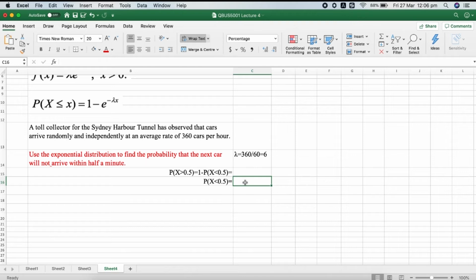But Excel can only get the result of x smaller than some numbers. So we need to find the probability of x smaller than 0.5. Then press equal, and type the exponential formula here.